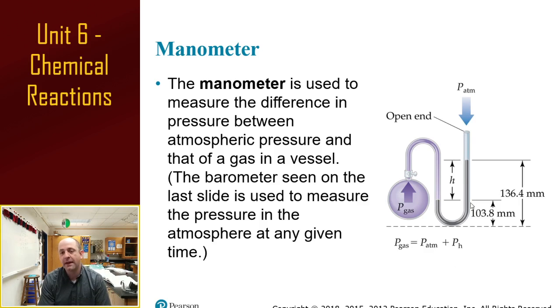If it's lower on the atmosphere side, then we would subtract it, or you could just say it's a negative height. So atmosphere minus the height gives us the gas. But that's just the difference in gases based on the difference in the mercury heights. Difference gives you the difference in pressure.